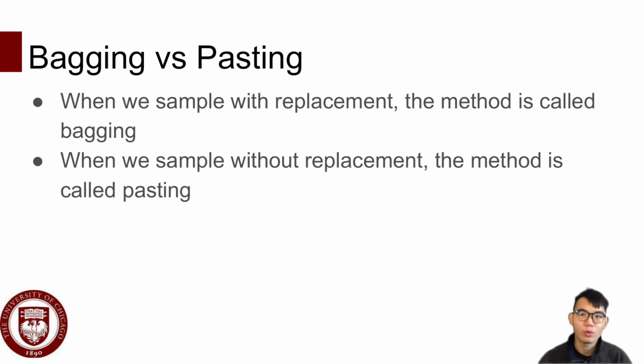When we sample without replacement, that means that once we have sampled the data point for one tree, that same data point cannot be used to train another decision tree. In this case, the method is called pasting.